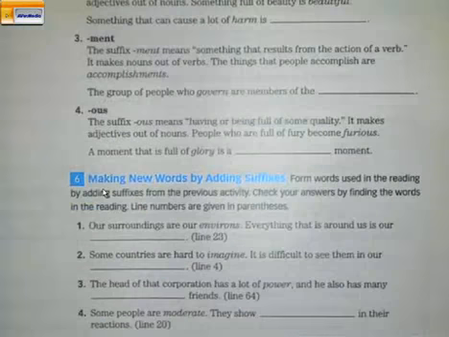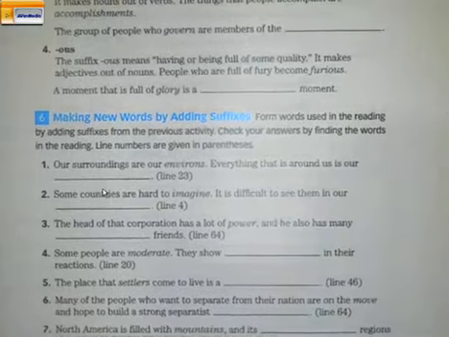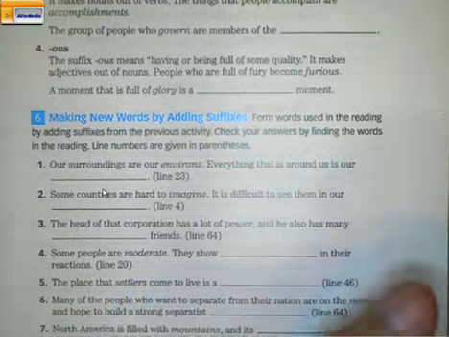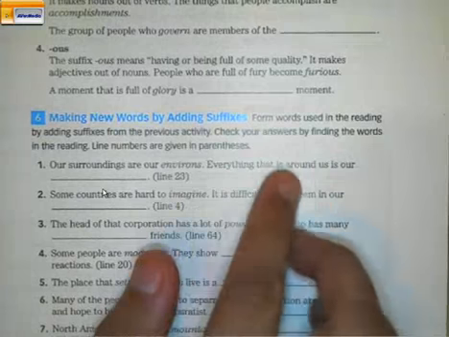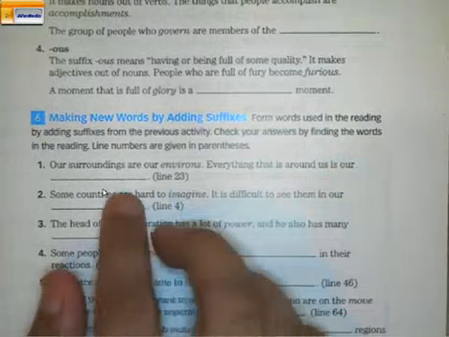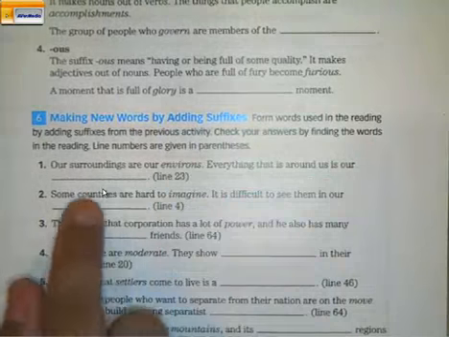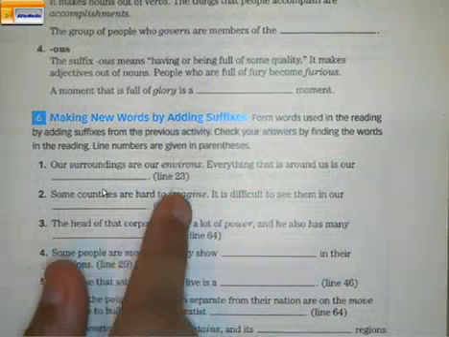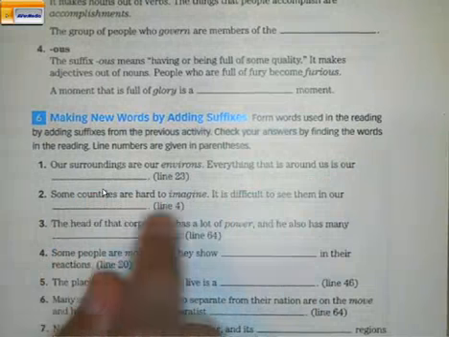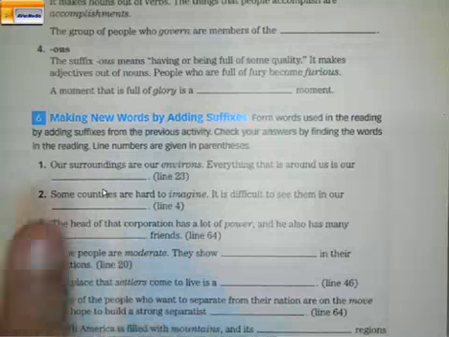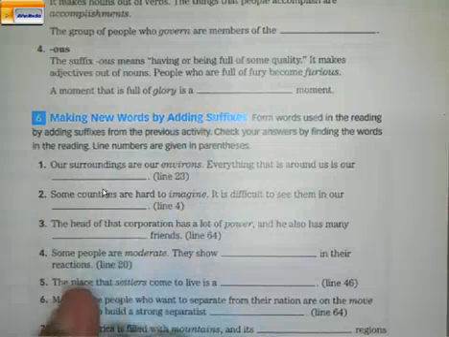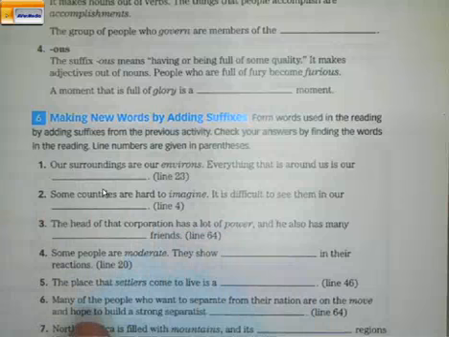Now we have another exercise here. Our surroundings are our environment. Everything that is around us is our environment. So we add the ment above. Number 2, some countries are hard to imagine. It is difficult to see them in our imagination. We add ation, and we delete the e. The head of that corporation has a lot of power, and he also has many powerful friends.